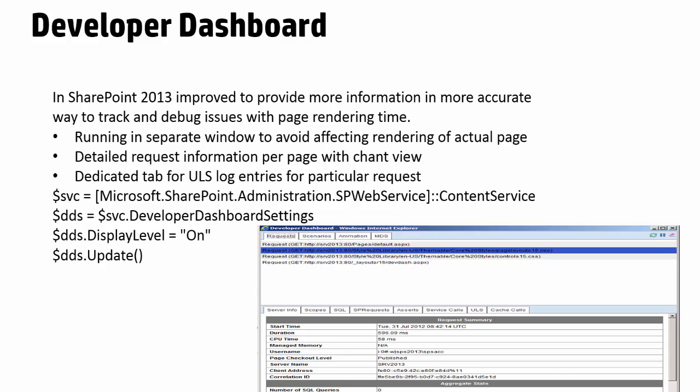And now you can open it outside of the page, to avoid affecting the rendering of the actual page. So it can run in a separate window, providing detailed information per page and tabs for your ULS log entries. You can enable it through this PowerShell command that I'm putting in here, which retrieves the content service, sets the developer dashboard settings to on, and updates. You can turn it off when you are done troubleshooting by changing this parameter and running the script again.